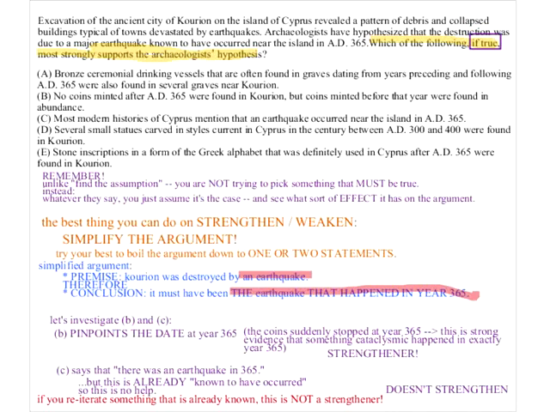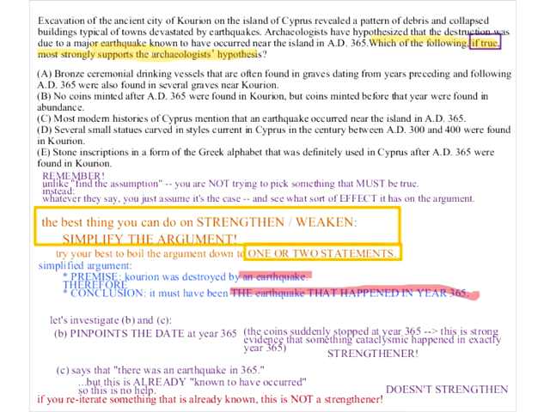But the main takeaway that I want you guys to get from this is our technique here. The best thing you can do for strengthen or weaken problems is simplify the argument. If you can, try to get the argument down to a single line or two. It's not going to be a terribly easy thing to do, but if you can successfully do it, especially when you see lots of wordiness surrounding these statements, like all this stuff about excavation of the city, you don't really care about excavation. Like, why are they telling me this? Okay, well, they're telling me this, that's evidence that there was an earthquake. Okay.